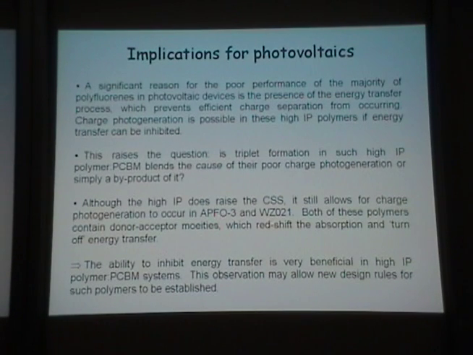However, for some molecules, for APFO3 and for W021, even though the high ionisation potential does raise the energy of the charge separated state, we can still get those polarons. And that's because both of them have that donor acceptor character, which essentially redshifts the absorption and therefore turns off the energy transfer. So the ability to do this is very beneficial for high ionisation potential polymers, and that might allow us to create new design rules for these particular polymers.